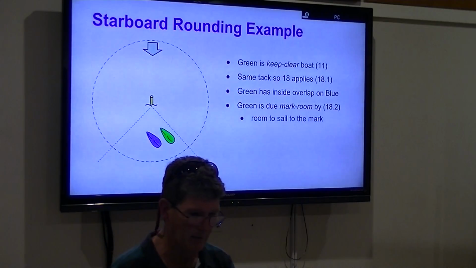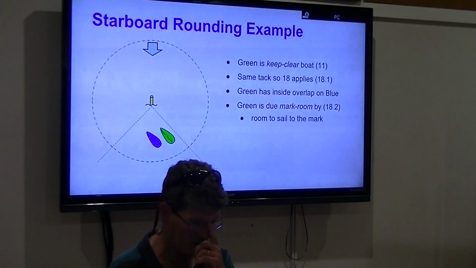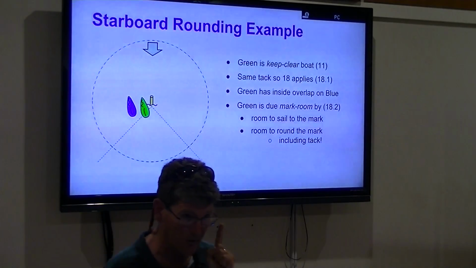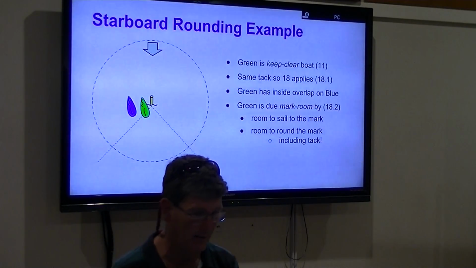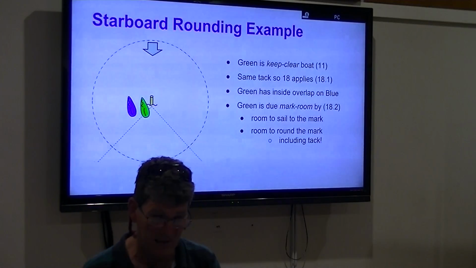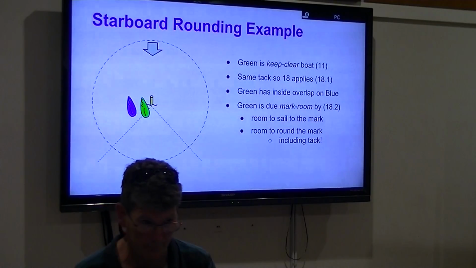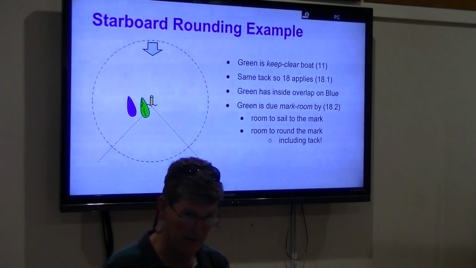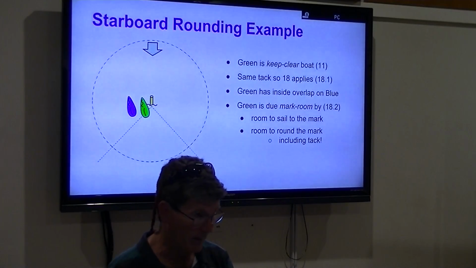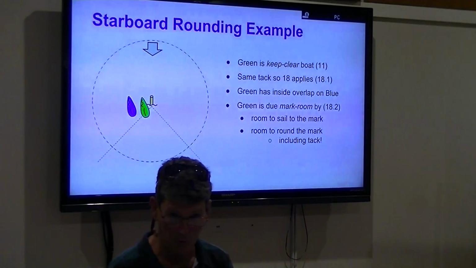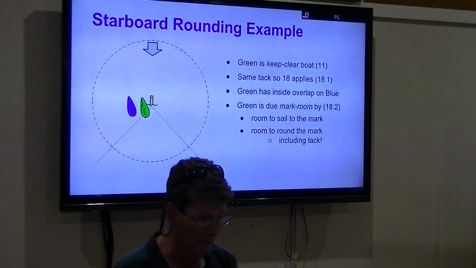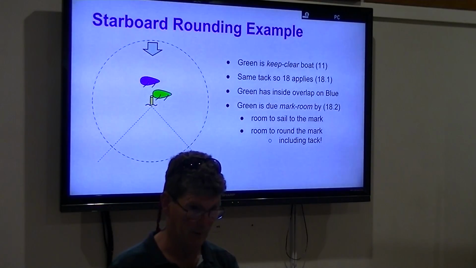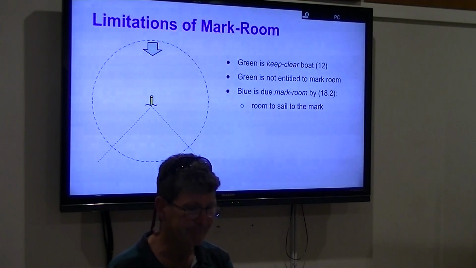So now we're coming in here. Green can sail the mark. Room to round the mark, and now she's entitled to room to tack at the mark, because of that verbiage down there, she's the inside overlap boat to windward. So this is the condition when she is allowed to tack, which means that she's allowed to swing her bum around and get around that mark, and blue has to give her enough room to swing her bum out and get around that mark. And round they go. Everybody's happy. Nice, simple rounding.